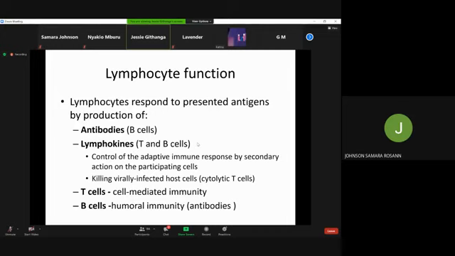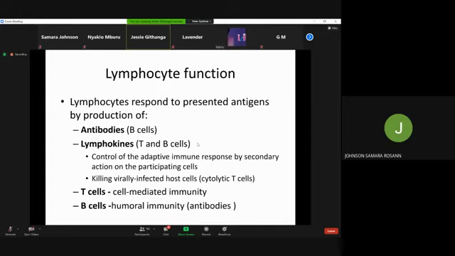The B and T cells both produce lymphokines. And these lymphokines, as we have been seeing, are very important in controlling the immune response by secondary action on all the other cells. They have action on the neutrophils and the macrophages.